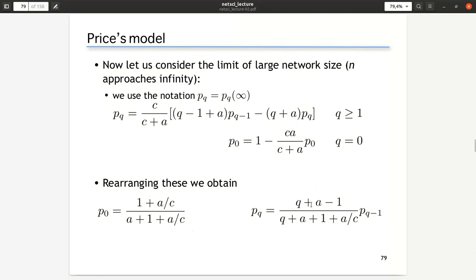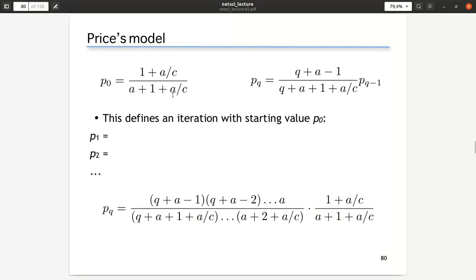So q is the in-degree which we are considering. a is the number of free citations, so every node automatically gets that many citations, and c was the average out-degree of a node. So we know almost everything here. I'm just repeating the two equations, and if p_0 is given, then we can start computing p_1, p_2, p_3, and so on.